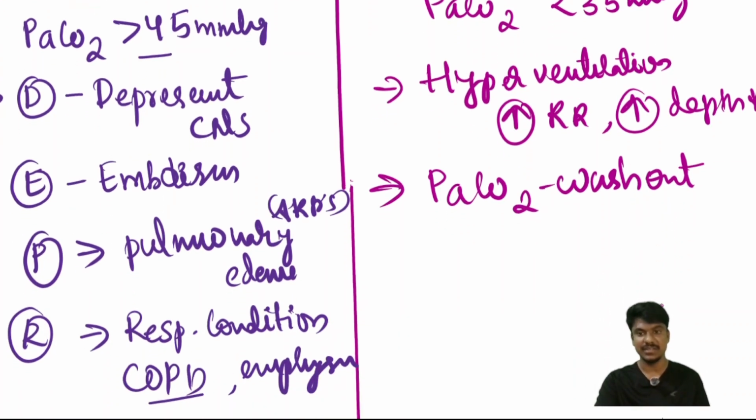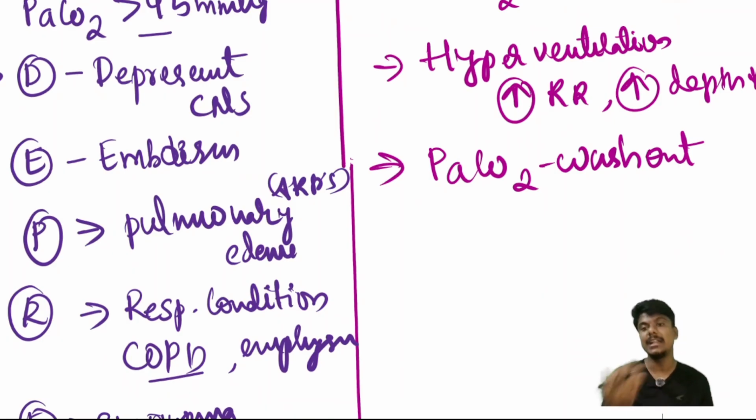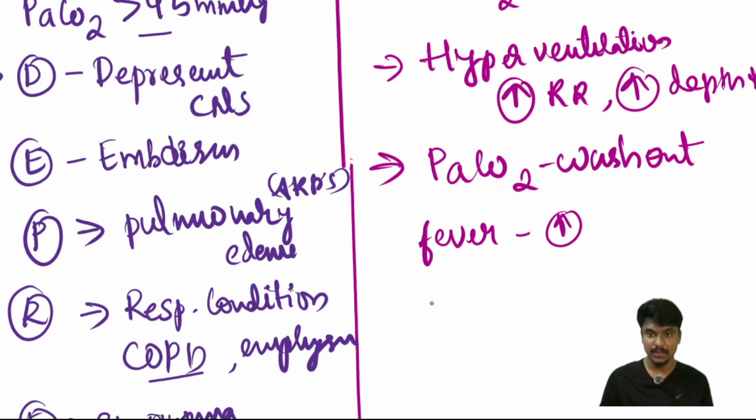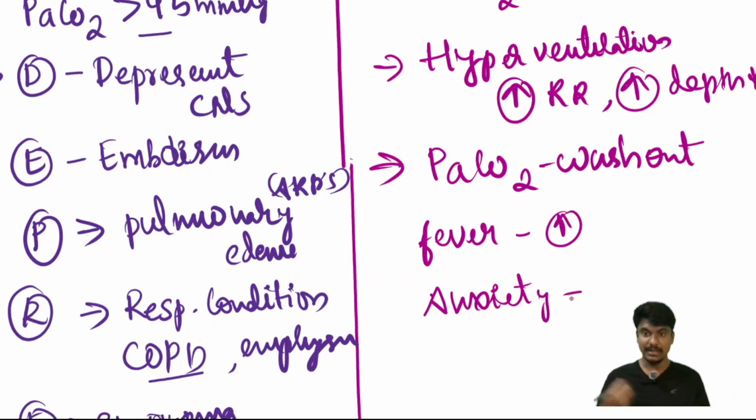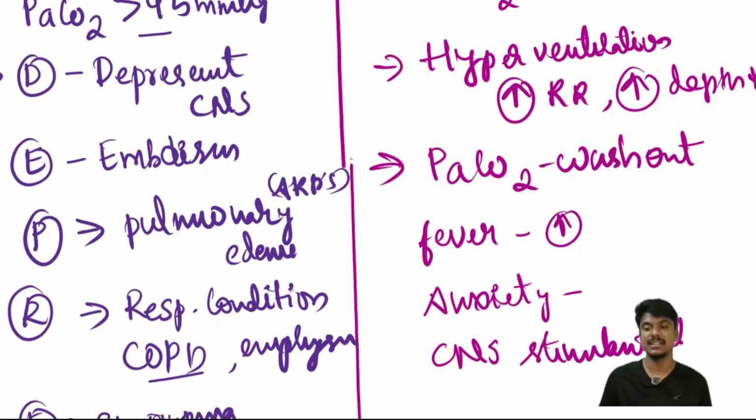Now we'll see the conditions that will cause a CO2 washout and ultimately lead to respiratory alkalosis. Like fever: the patient will have a more respiratory rate with fever. And anxiety: if the patient is anxious, there will be an increased respiratory rate. And one more thing, if the patient has taken any CNS stimulant drugs, they will have a more respiratory rate.